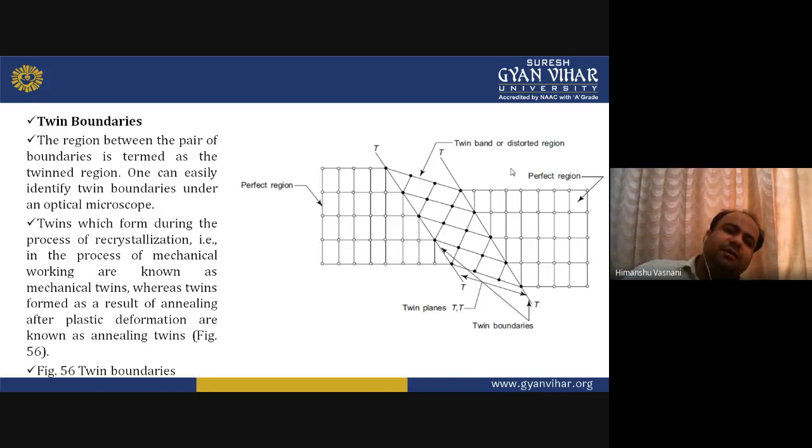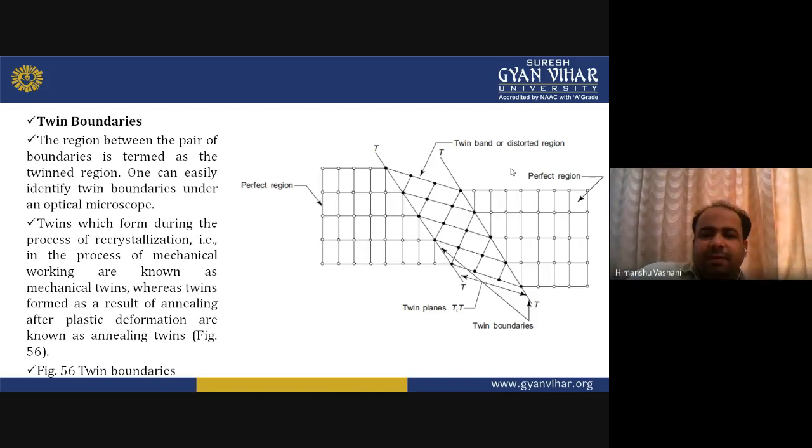See, annealing is also a heat treatment process. We'll study it in the coming chapters. So whenever we perform an annealing process and there is a plastic deformation, then if we get a twin boundary, it is called annealing twins.